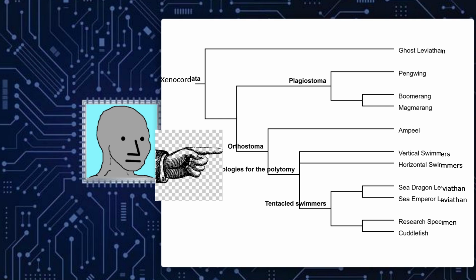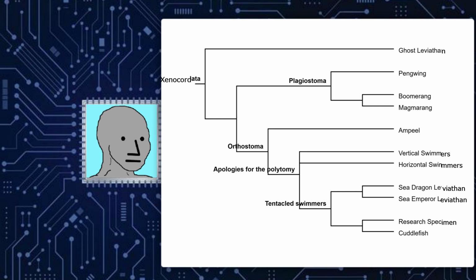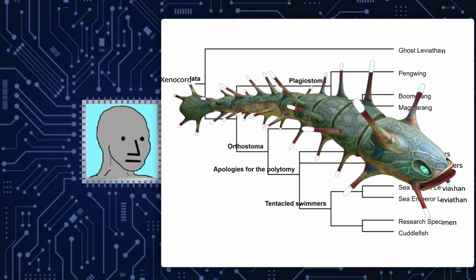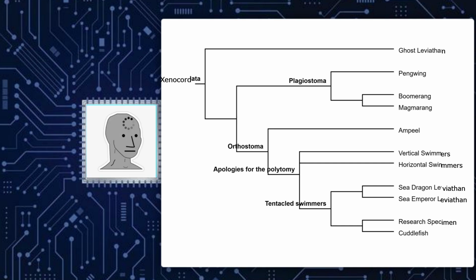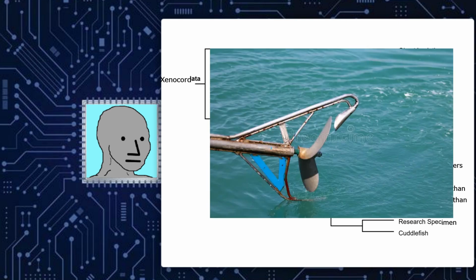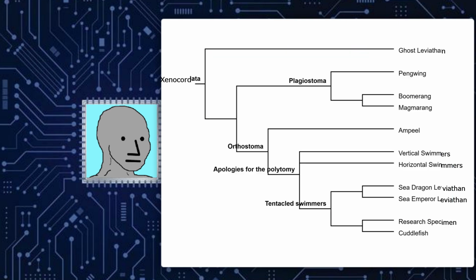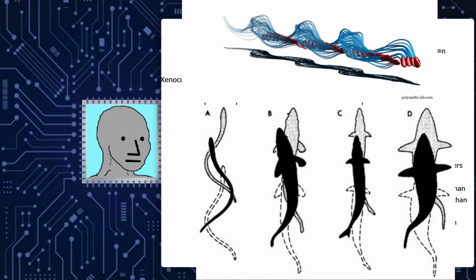Moving on to the orthostoma, of which the most basal member is the ampeel. Sure, it lost one pair of eyes and evolved electrocytes, but it swims in the same corkscrew motion that the ghost leviathan did, which I believe was ancestral. Now, I'm not an expert on hydrodynamics, so don't take my word for it, but unless you have a literal propeller for a tail, the corkscrew swimming style isn't as fast as the back and forth style.